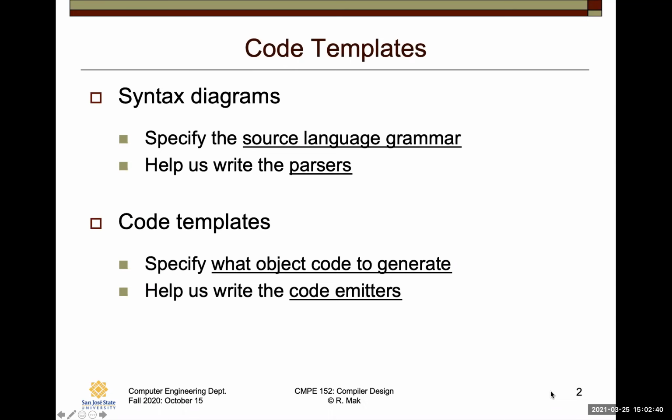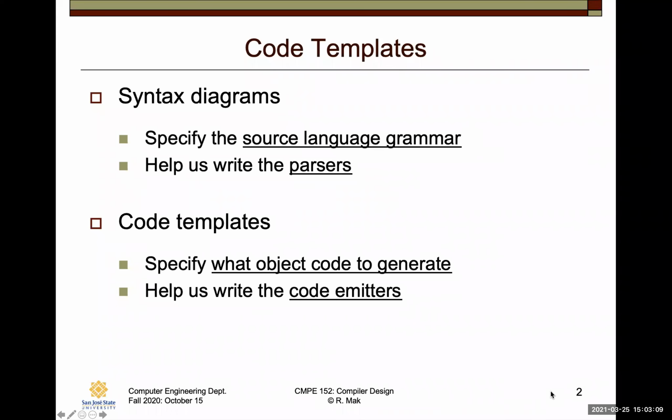and then of course we allow Antlr to generate the parsers for us based on the grammar file. Okay. Now in the back end, we're now talking about code generation. Code templates will specify what object code needs to be generated. And in the back end, when we write the visit functions to emit the Jasmin code, the code templates will help us write those code emitters, the same way that the syntax diagrams helped us write the parser.